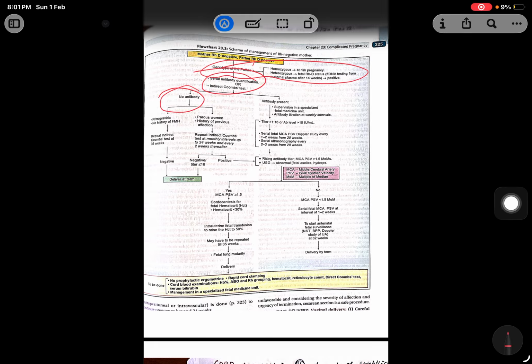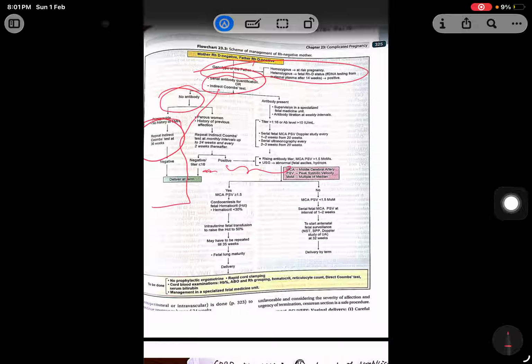Again, what you do? You can repeat the test and check whether she is still unexposed. If she is unexposed, again give prophylaxis at the delivery of the baby. But when you repeat, at 24 weeks and 2 weeks later, if it's less than 16, it's considered a negative titer.